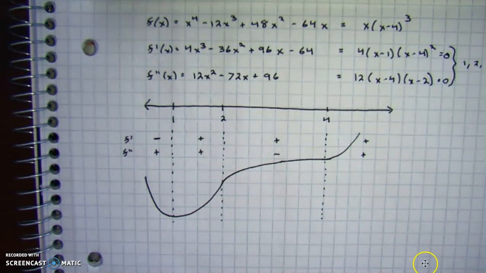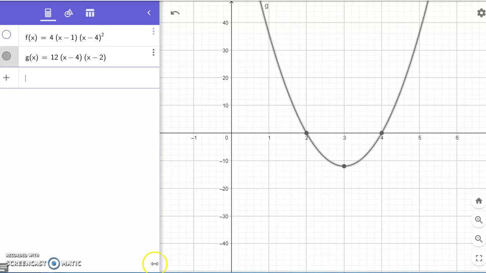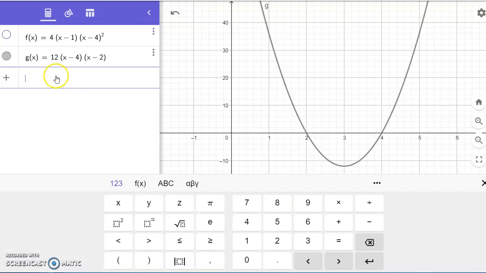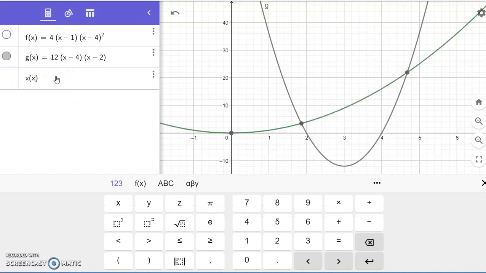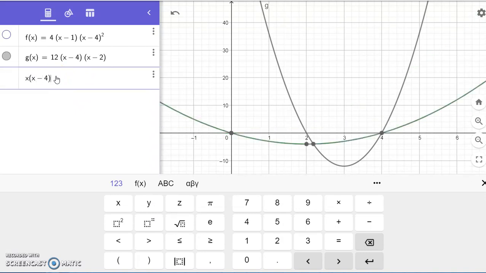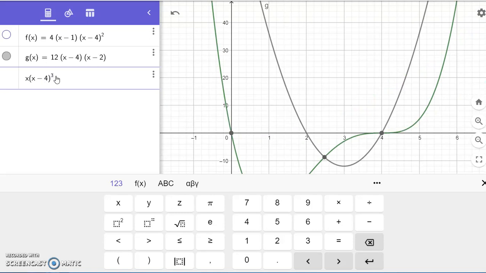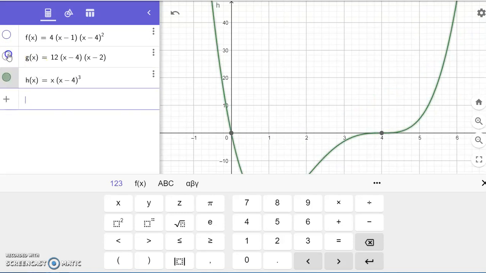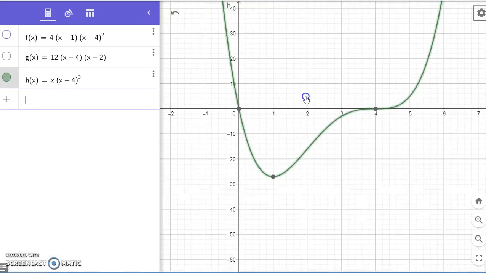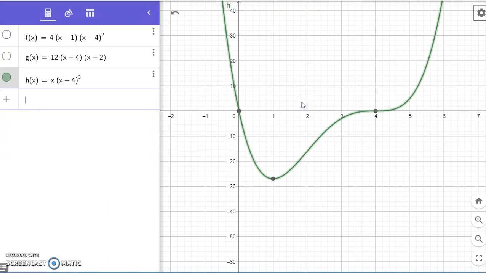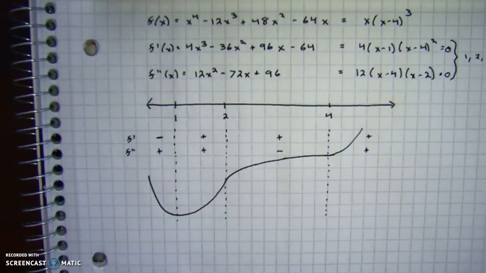So here we go. Let's find our handy dandy graphing program, and let's plug in x times (x minus 4) cubed. Aha. Let's get rid of that. Well, not too shabby. I mean, my graph definitely has a lot to be desired. Let me go back and forth. Really not as good as the real deal.